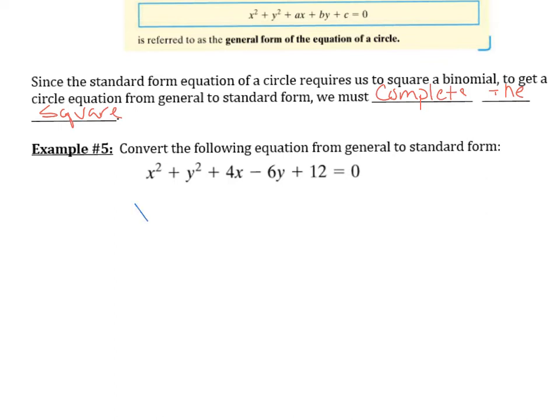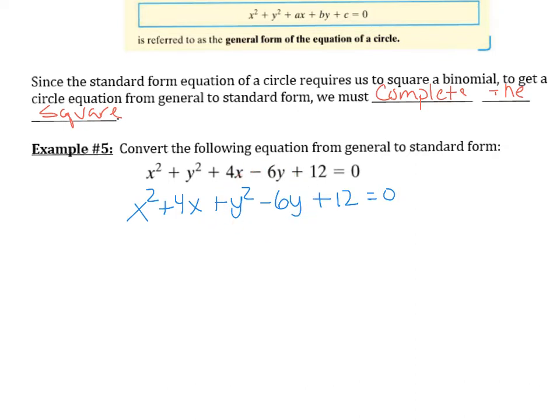I'm going to take x squared and put it with the 4x, and then I'm going to take the y squared with the negative 6y. The 12, we can either leave where it is or move to the other side. Just to be consistent with what we were doing the other day, I'm going to leave it for now. So here we go, just regrouped. Now you'll see that I have two sets of things that I need to complete the square on. I have an x squared plus 4x that's missing a constant term, and a y squared minus 6y that's missing a constant term.